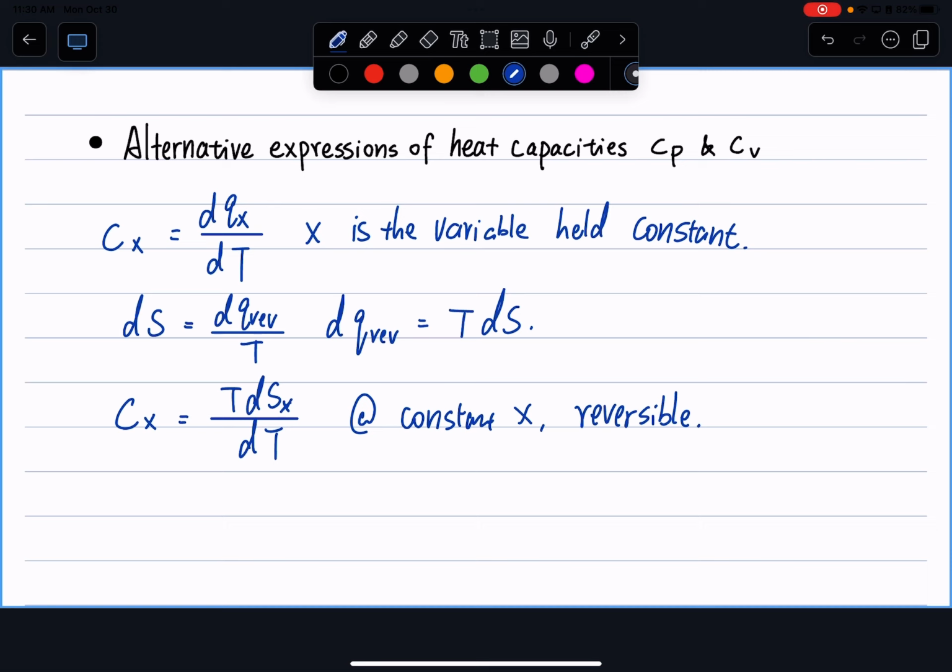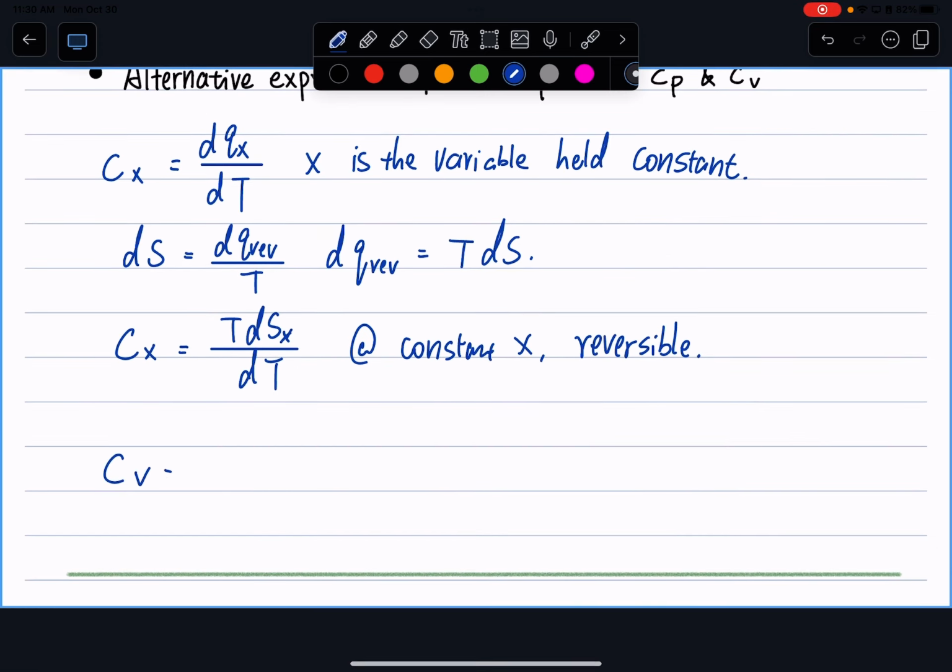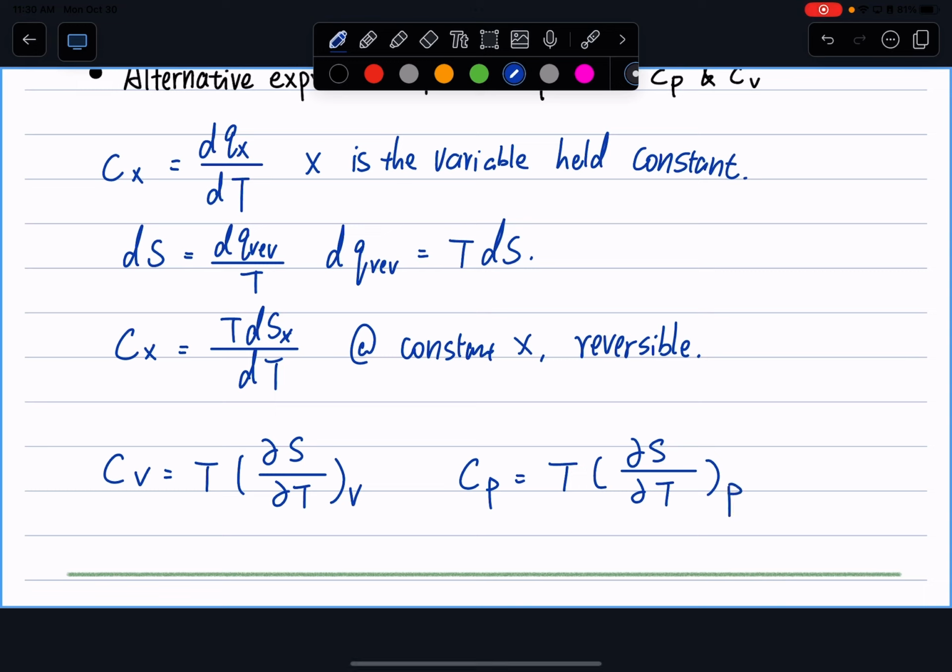Now replacing that x with either volume or pressure, we have Cv equals T times the partial derivative of S over T at constant V, and Cp equals temperature times the partial derivative of S over T at constant P. Instead of having the subscript in a normal derivative, we just rewrite it as a partial derivative at constant V and P.